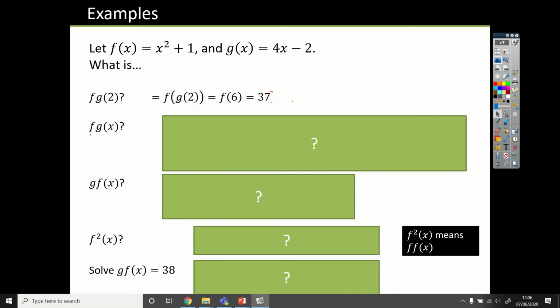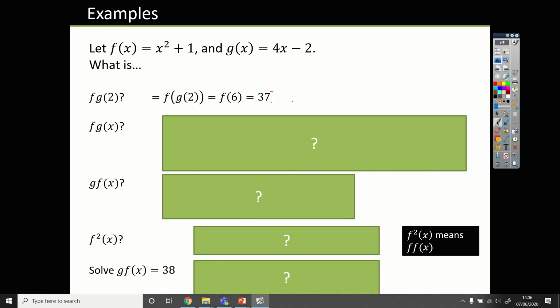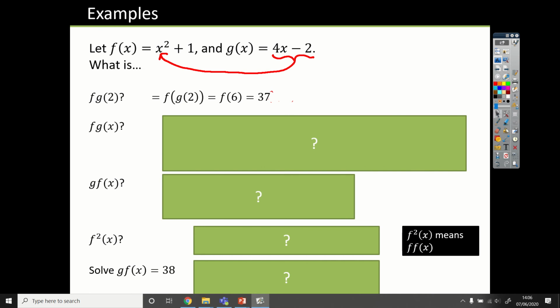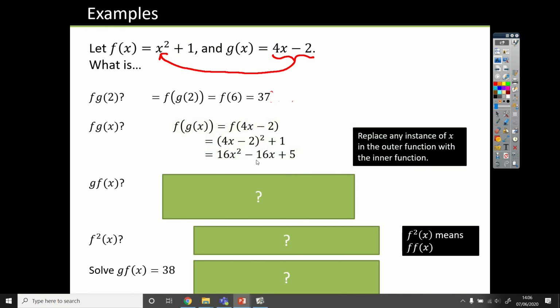fg of x, if I want that just as a function of x, then you can do something similar. So g of x you look at, and then all of this goes into f. So let's highlight that. That's my output for g. It goes into the input for f. So you squeeze that into the x, and it becomes a new function by itself. So that's what we get. This line in particular, 4x minus 2, that's the input. You square it and you add 1, and then if you want to, you can expand it out. So any instance of x in the outer function gets replaced with the inner function. So 4x minus 2 went in there.